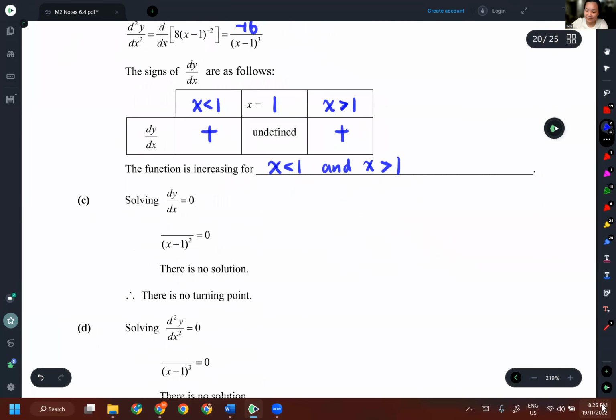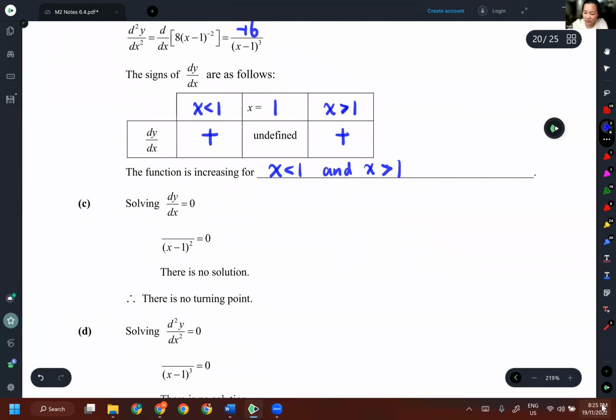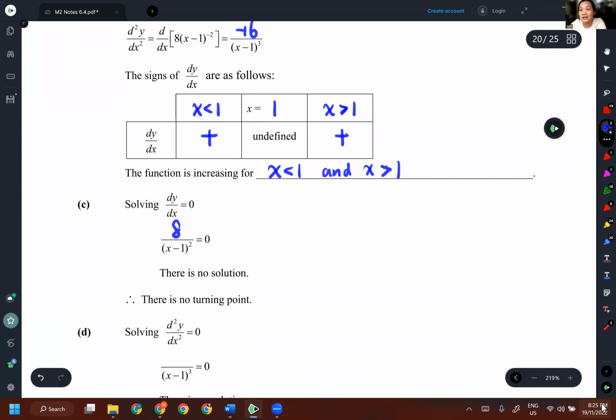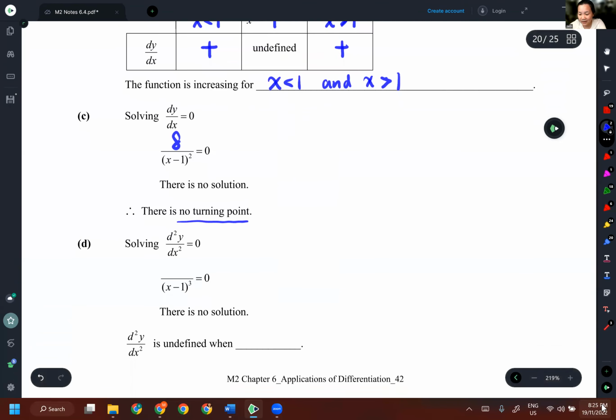C. First derivative equals 0. 8 equals 0. There is no solution. There is no way 8 can equal 0. So there is no turning point. There is no stationary point. There is no stationary, there is no turning. Okay. Now, how about the second derivative?